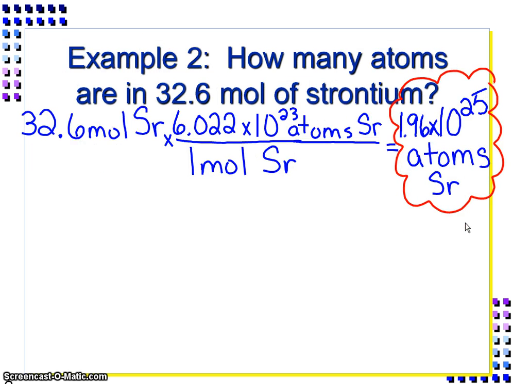Here's another example. Again, I want to read the question and pull out the number and the unit that are part of the question. So that's my starting point: 32.6 moles of strontium. If I had moles to start with, moles needs to go on the bottom in the next step. I want to change it to atoms on top. The 1 goes wherever moles is, so the 1 goes on the bottom. Avogadro's number goes on top. So now I multiply across the top. My final answer is 1.96 times 10 to the 25th.